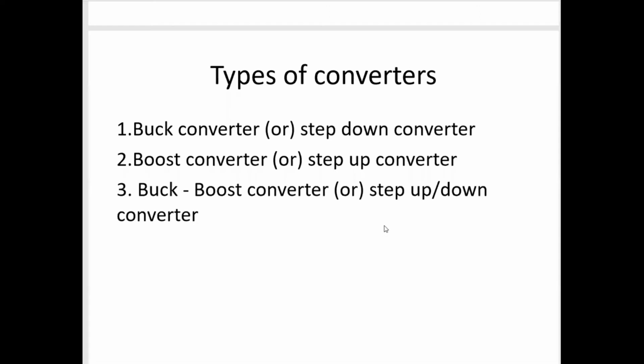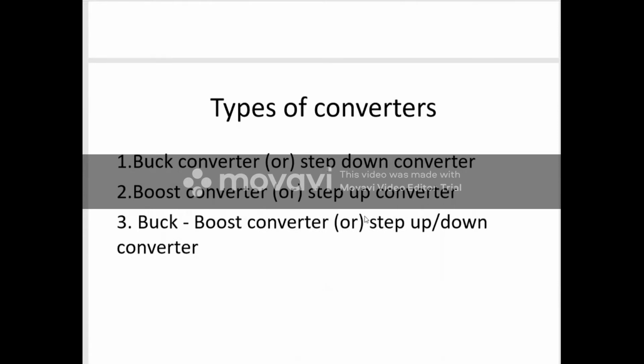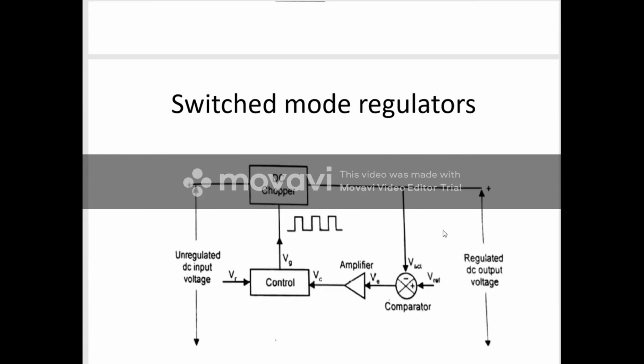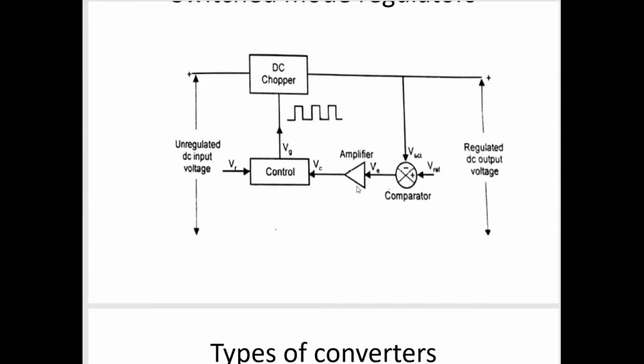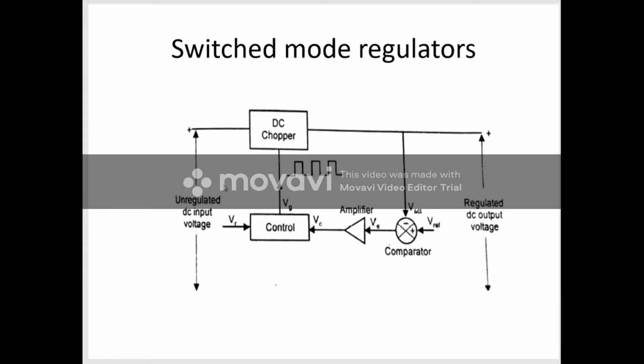We will see the circuit diagram of each converter, the analysis, the waveform and the working principle, one by one. Before that, this is the basic block diagram of the converters. The converter may be used as a switching mode regulator. It consists of 4 components. This is the unregulated DC input we apply, and this is the regulated DC output we will get.